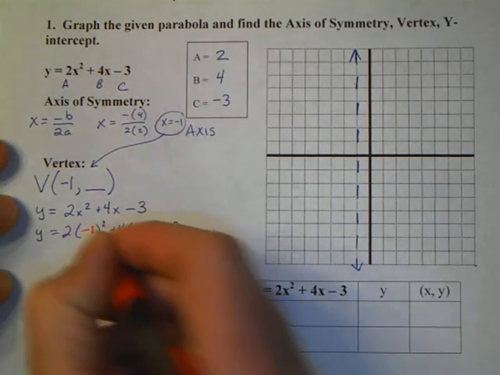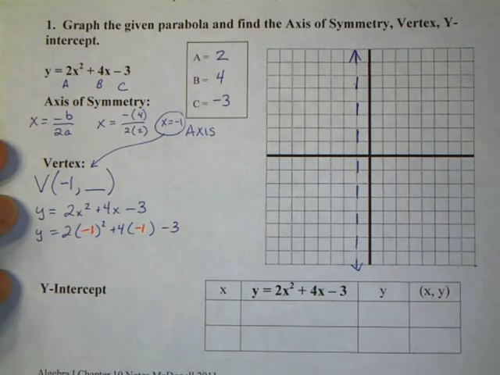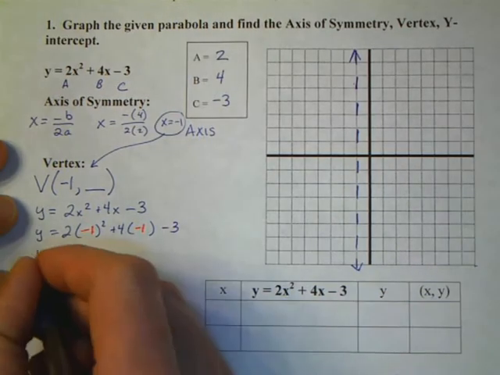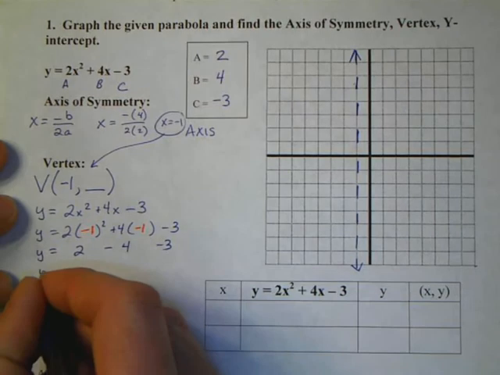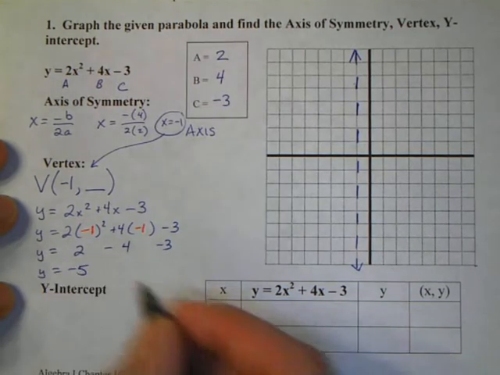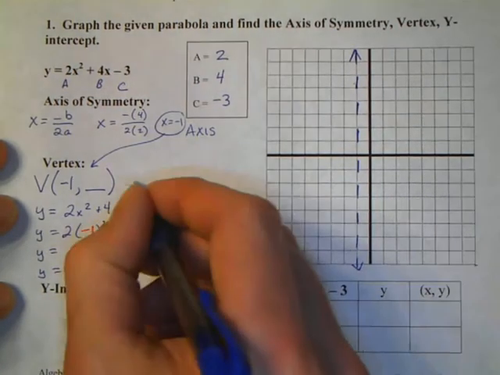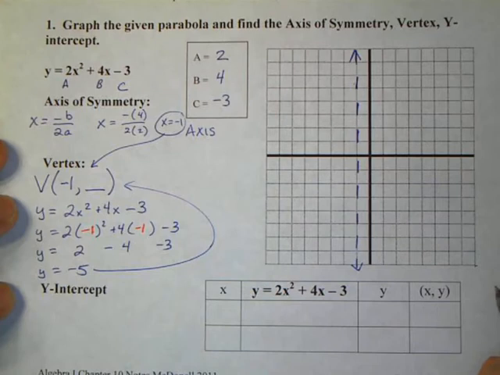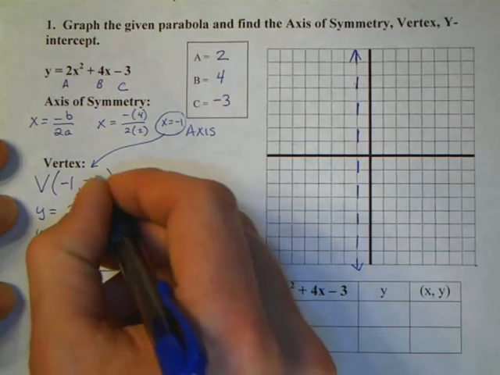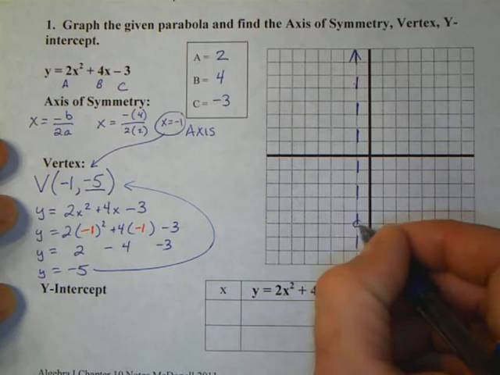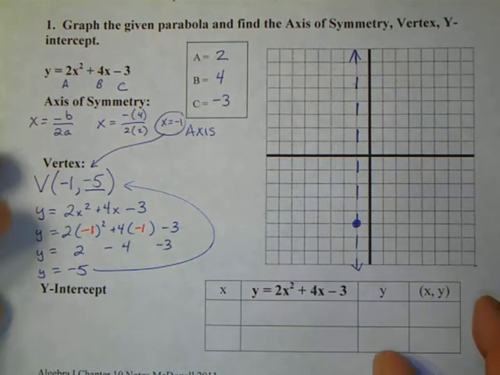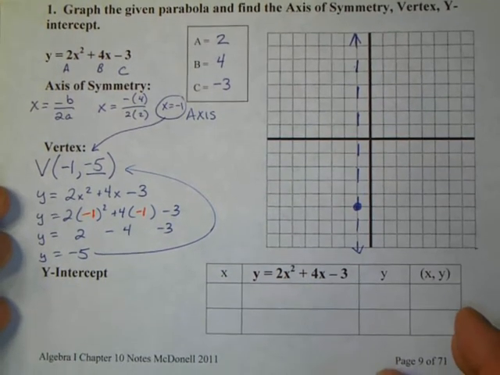So, remembering when you're inserting a problem and you're evaluating, you use parentheses. Let's insert negative 1 into the problem and see what we get. We plug in a negative 1 in both cases, and we're going to get 2 minus 4 minus 3. Well, that value is negative 5. So, that negative 5 is going to go up here for the other coordinate of my vertex. Let's plot that.